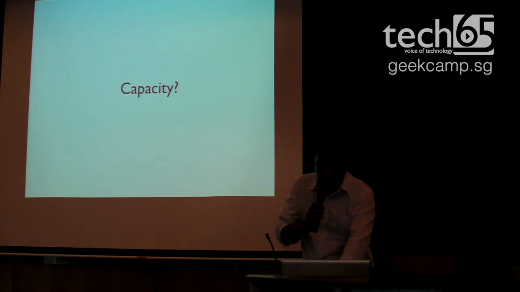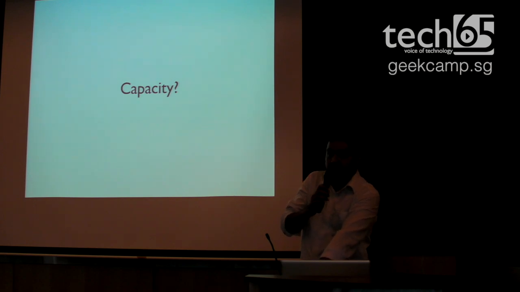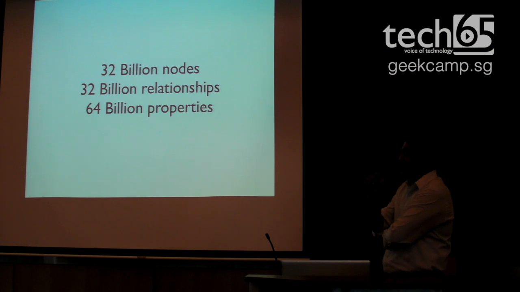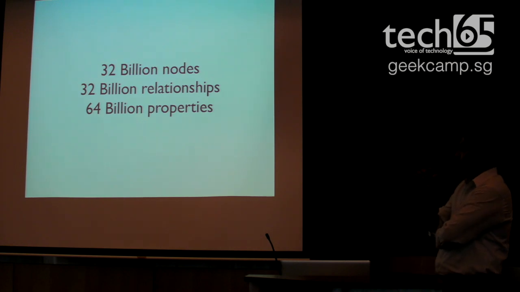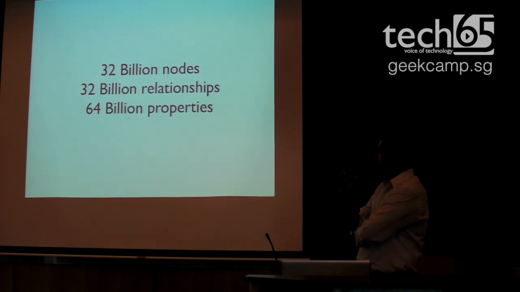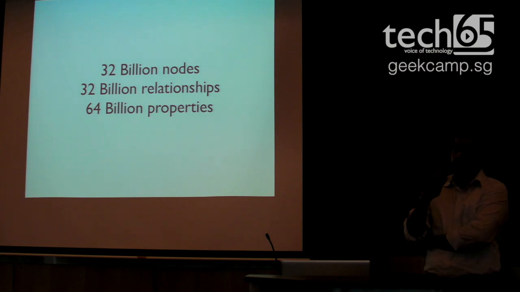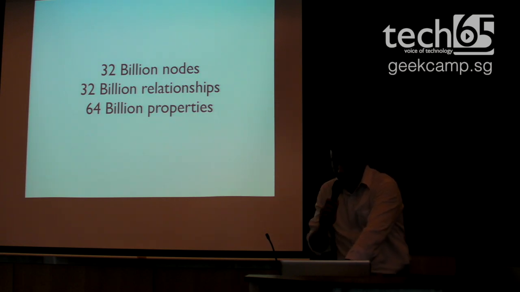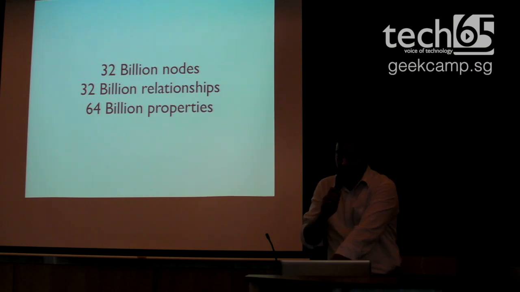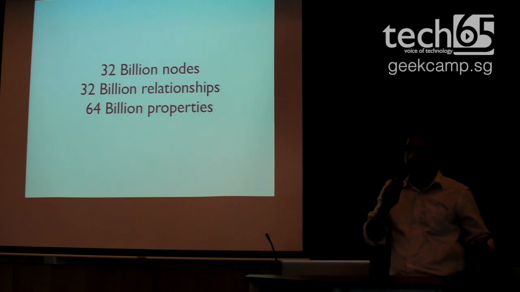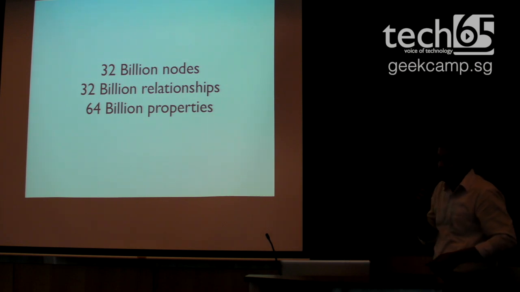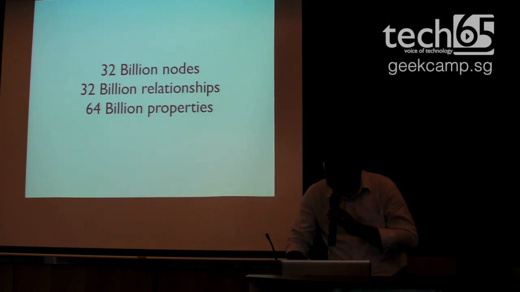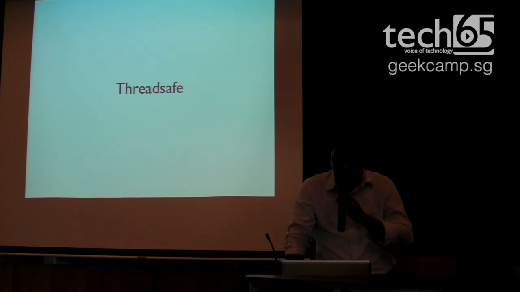Okay. So what kind of capacity are we talking about? With Neo4j, you can do something like 32 billion nodes, 32 billion relationships, and around 64 billion properties. That's a lot more than what you usually need to use in most scenarios. So this is how much one database instance can handle. And if you have data that's even more than that, then you can think about partitioning it across multiple database instances. So the database is thread safe.